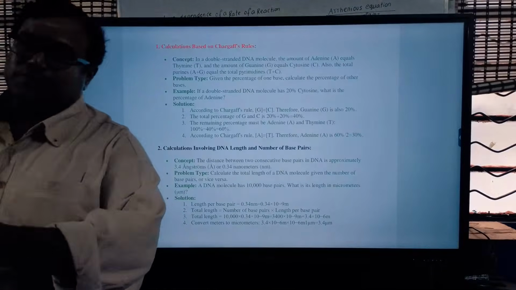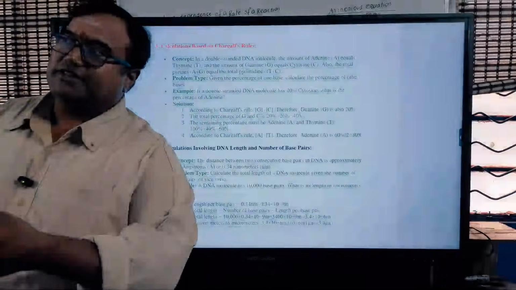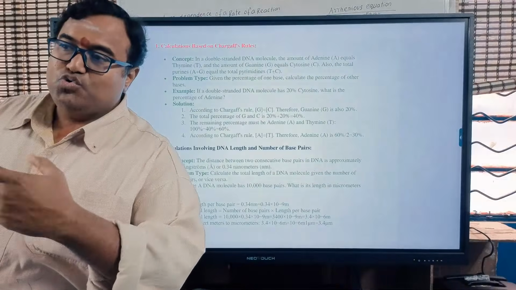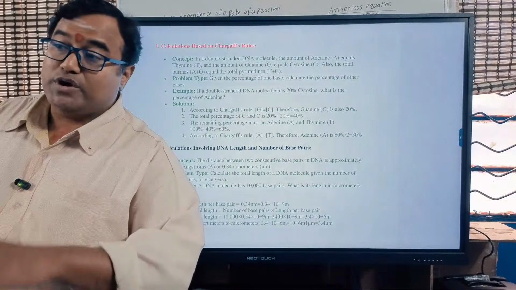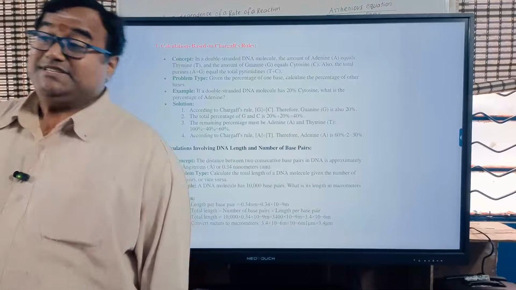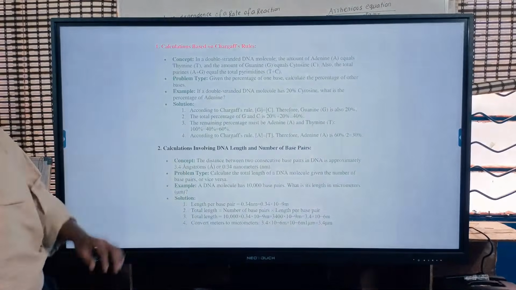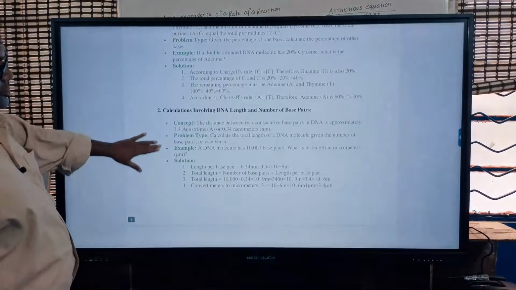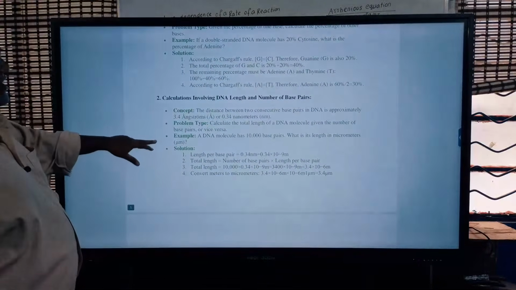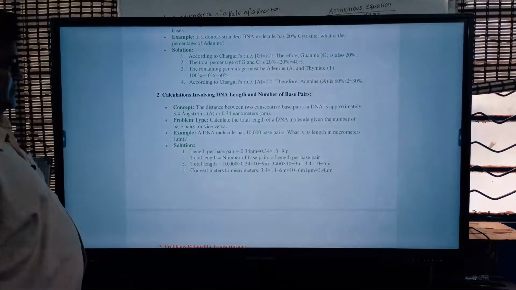For example, let us consider HIV. You will be thinking that it is having double-strand RNA. No, it is having 2 single-strand RNA. HIV is having 2 single-strand RNA, not double-strand RNA. Like this, a lot of logical things are there. Now we are going to calculate the length of the DNA and number of base pair.